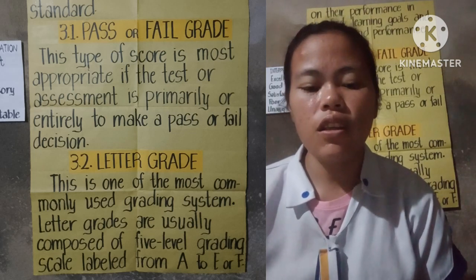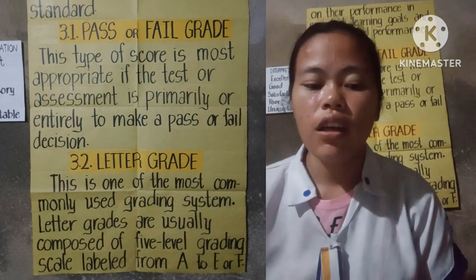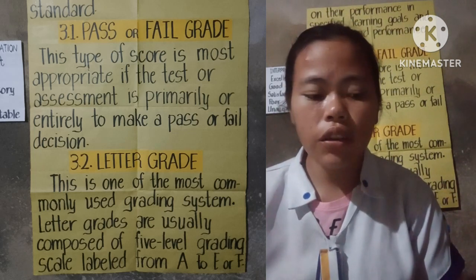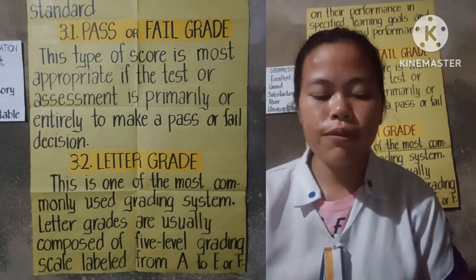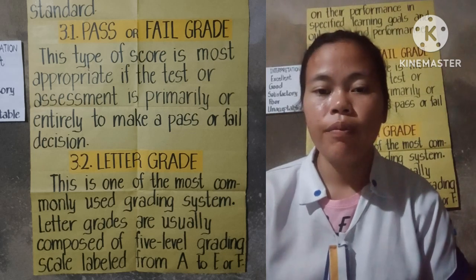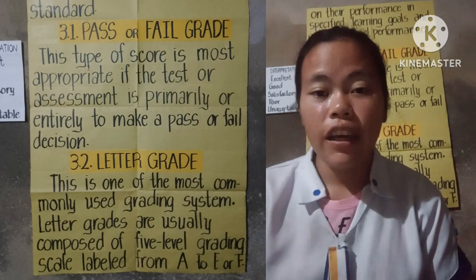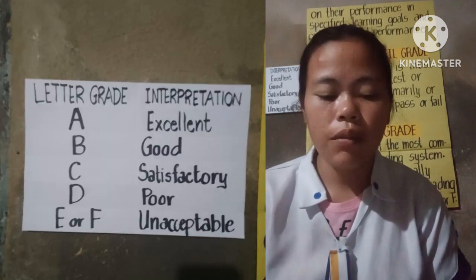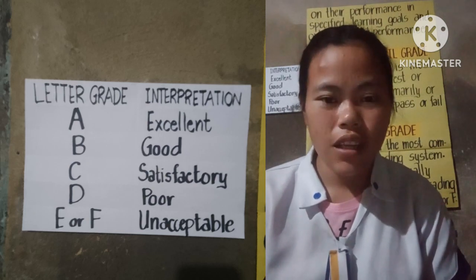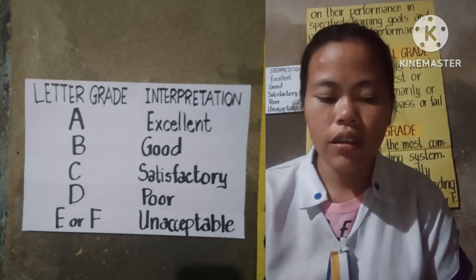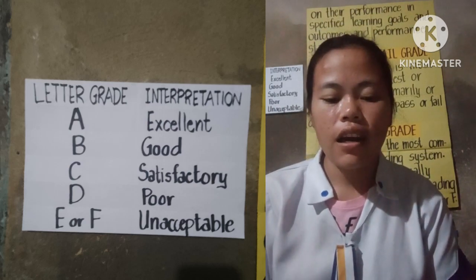As such, it is important that descriptors for each grade are included in the reporting sheet to ensure accurate interpretation of the letter grades. An example of the descriptors for the letter grade is presented below. So, letter grades and their interpretation. A is interpreted as excellent, B as good, C as satisfactory, D is for poor, and E is unacceptable.